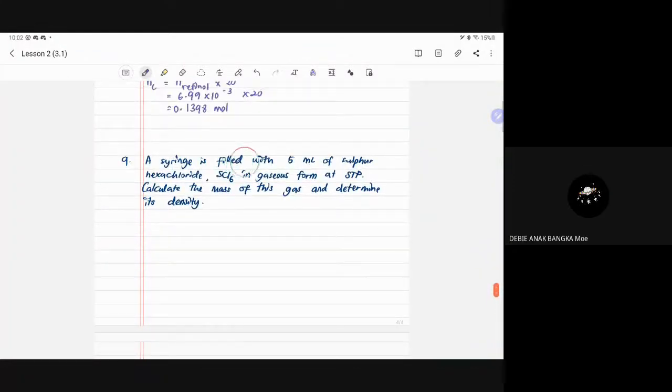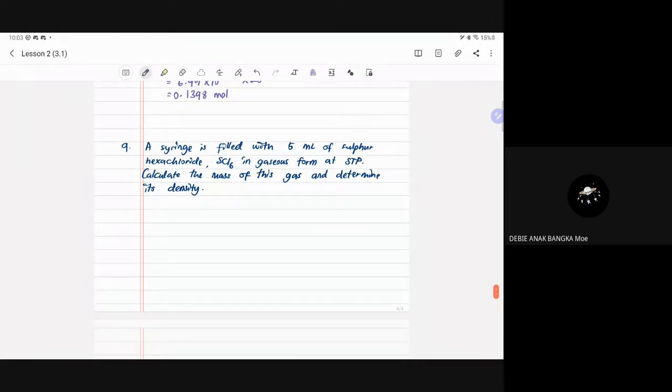A syringe is filled with 5 ml of sulfur hexachloride, SCl6, in gaseous form at STP. Calculate the mass of this gas and determine its density. Some of you mungkin ada yang tak ambil fizik dekat sekolah menengah, jadi tak tahu density tu macam mana. Density sebenarnya kita ada buat eksperimen satu, which I will cover dekat dalam next lesson, hopefully. Okay. Density formula dia macam ni.